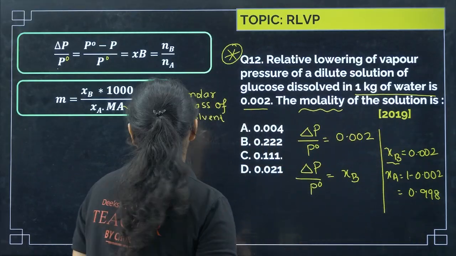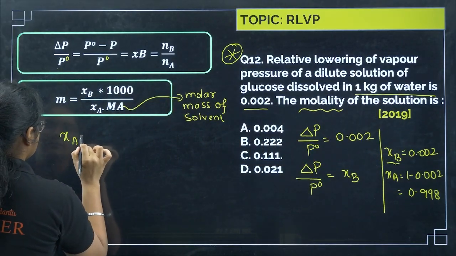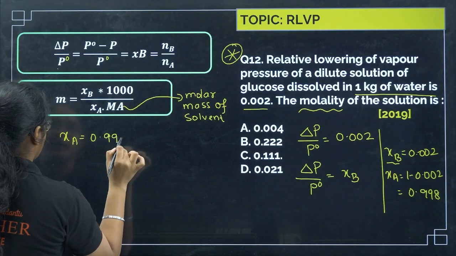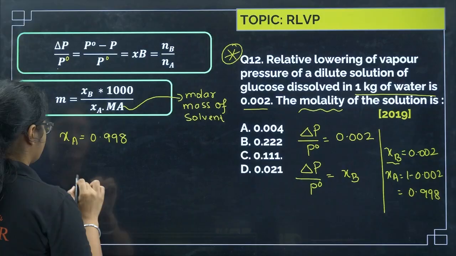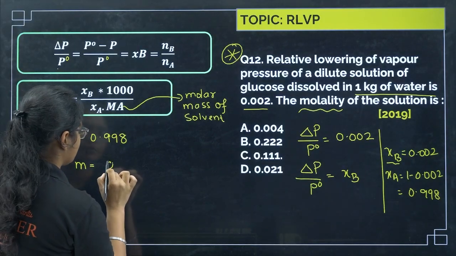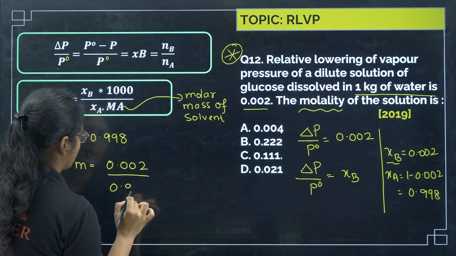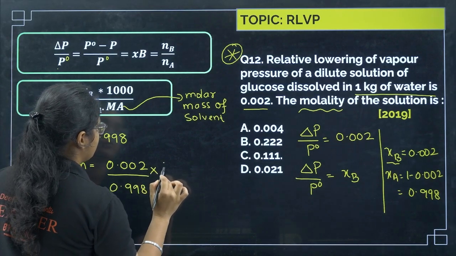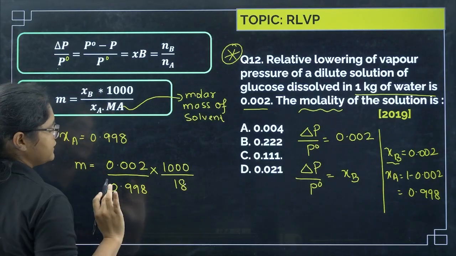So I will get XA value as 0.998. Now I can calculate molality. What is XB here? 0.002. What is XA here? 0.998 into 1000 by 18. Molar mass of water is 18.